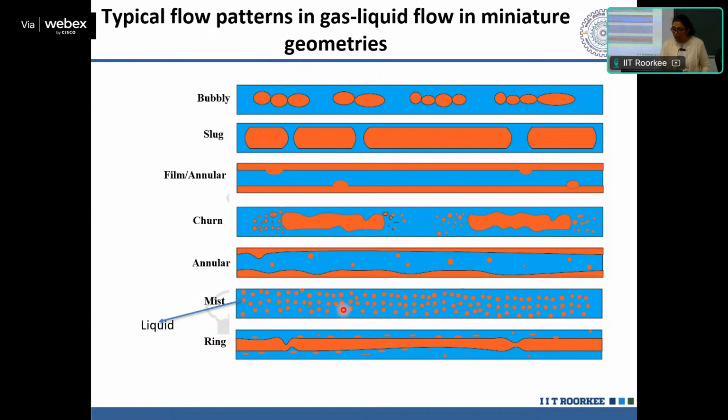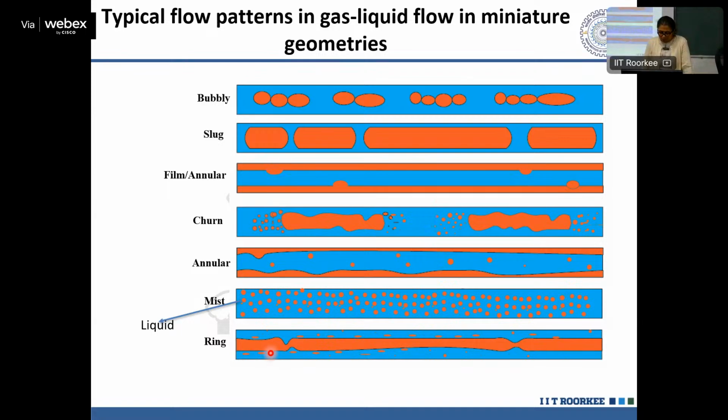These dots are of liquid, and the continuous phase is the gaseous phase. Another interesting phenomenon that is being reported is the liquid ring formation. Here you have a continuous gas core, and sometimes due to liquid accumulation inside the mini channel, you can see a kind of ring formation. The 2-dimensional representation is not very clear, but in a 3-dimensional observation you could see a liquid ring enclosing the gas core.